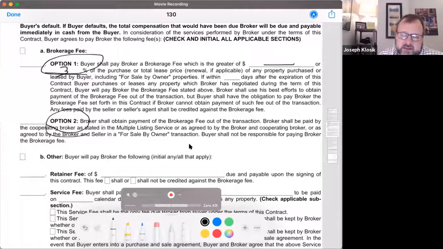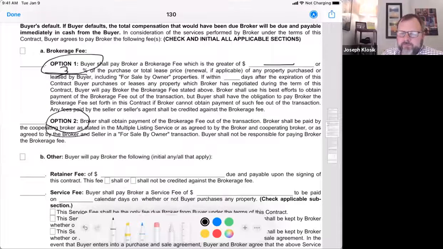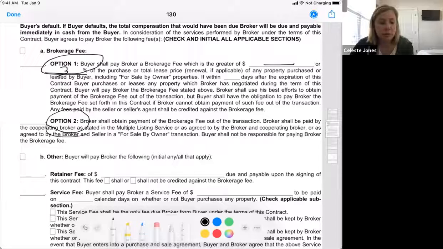Now my personal preference, and what I've always done, what Lynn's always done, is we take option 2, and we get paid from the transaction. And if there's a difference that we have to eat, then we eat it. I am not saying that's the end all be all on how to do it. That's just what we chose to do.